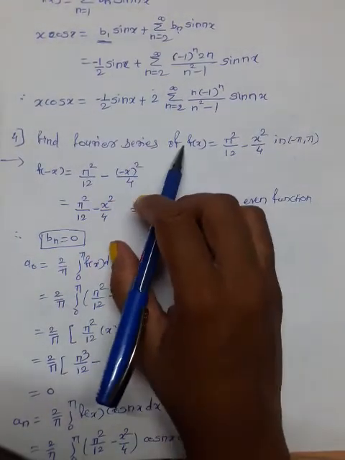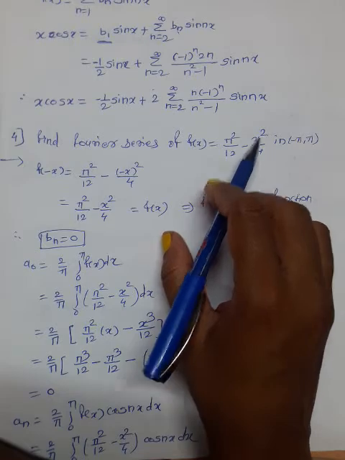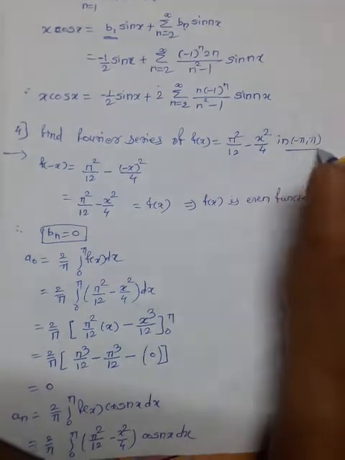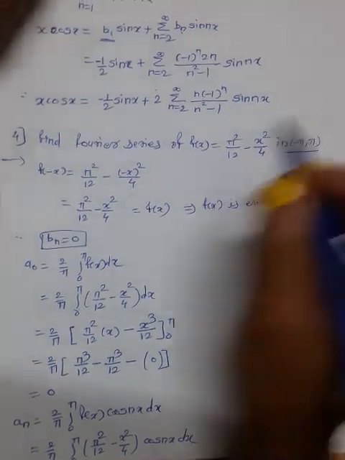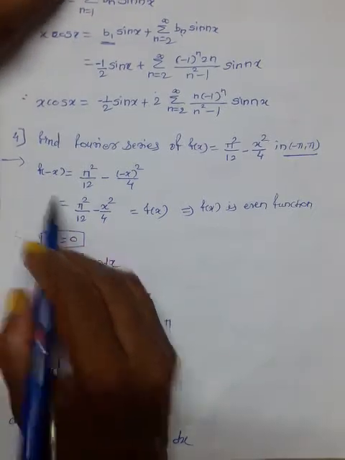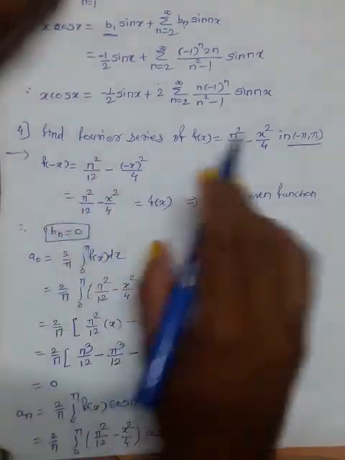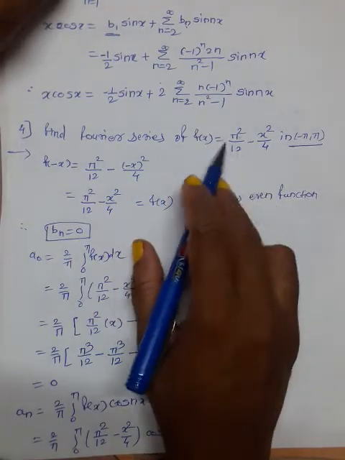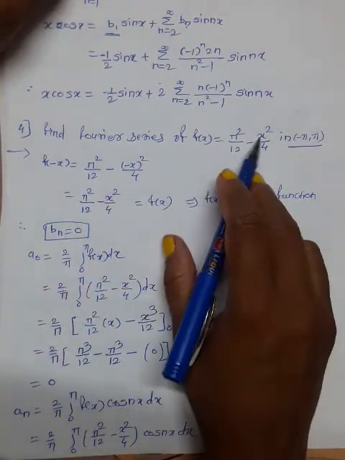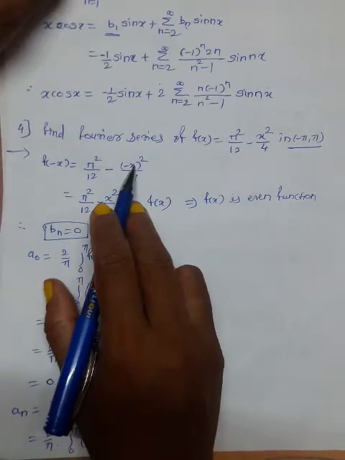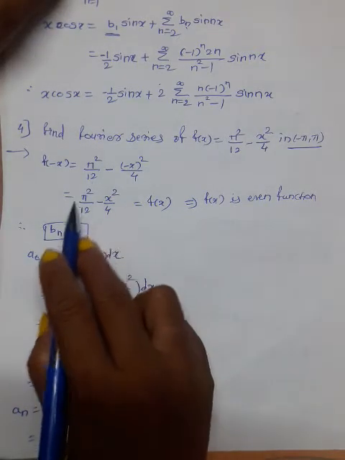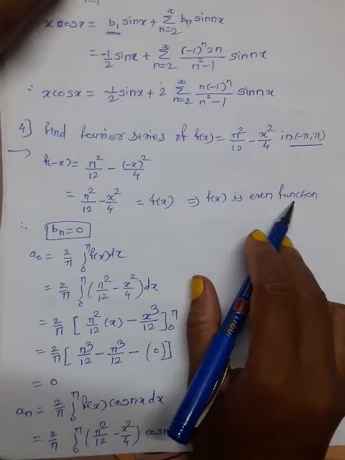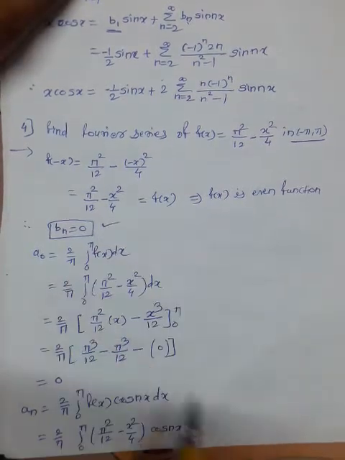Find Fourier series for the function f of x is equal to pi square by 12 minus x square by 4 in the range minus pi to pi. Now we have to decide whether the function is even or odd. F of minus x, put x as minus x on both sides, we get pi square by 12 minus x square by 4. Minus x square, it becomes plus x square by 4, sorry, x square by 4 stays. This is the same function we are getting, therefore function is even. For even function bn is 0.